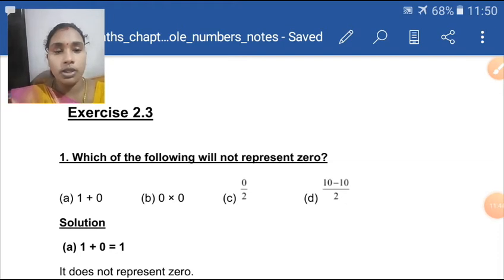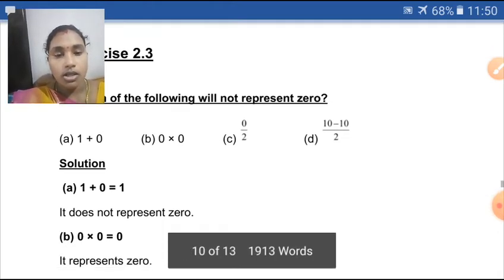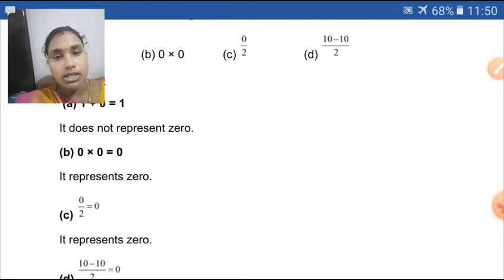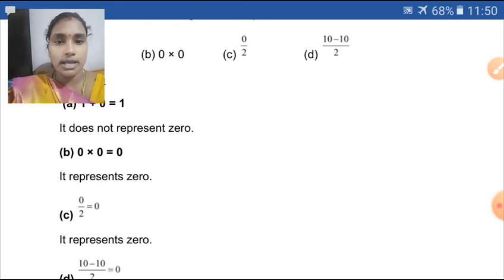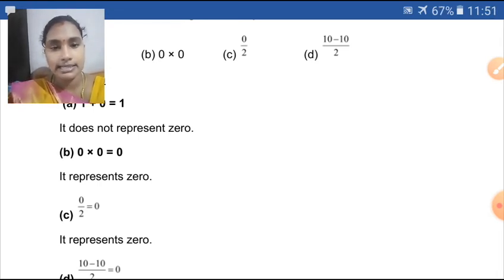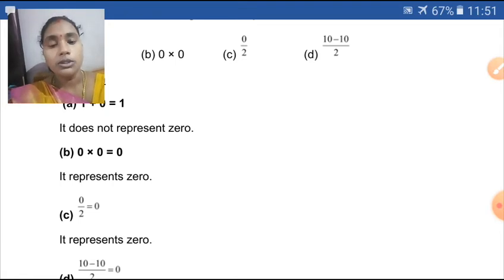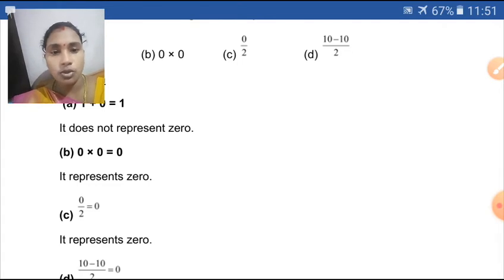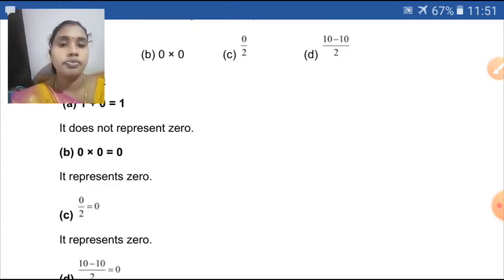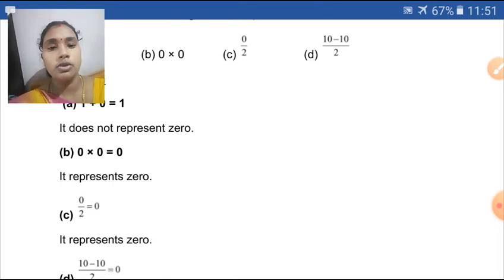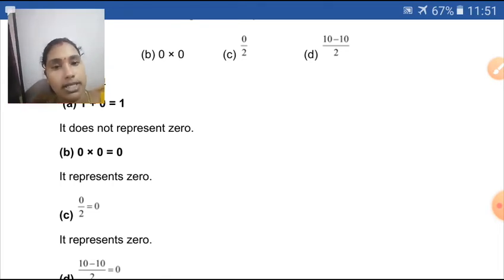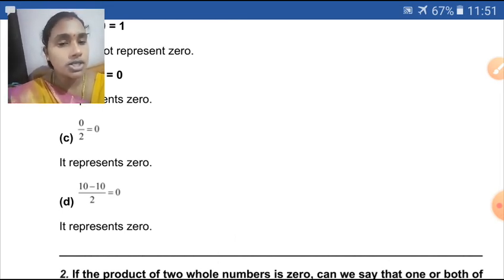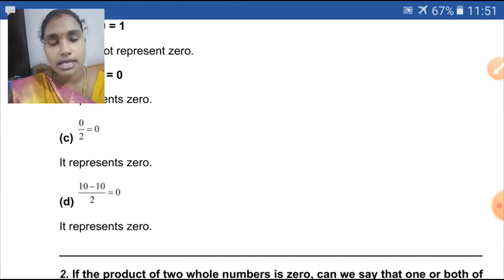Which of the following will not represent 0? So 1 plus 0 will give you 1, which does not represent a 0. 0 into 0, any number which is multiplied by 0 will give you 0, hence it is representing 0. Next we have the C sum. 0 divided by 2 will give you 0. As you know, 0 divided by any number will give you 0. So it represents 0. 10 minus 10 by 0 will give you 0 as well, because 10 minus 10 will give you 0.